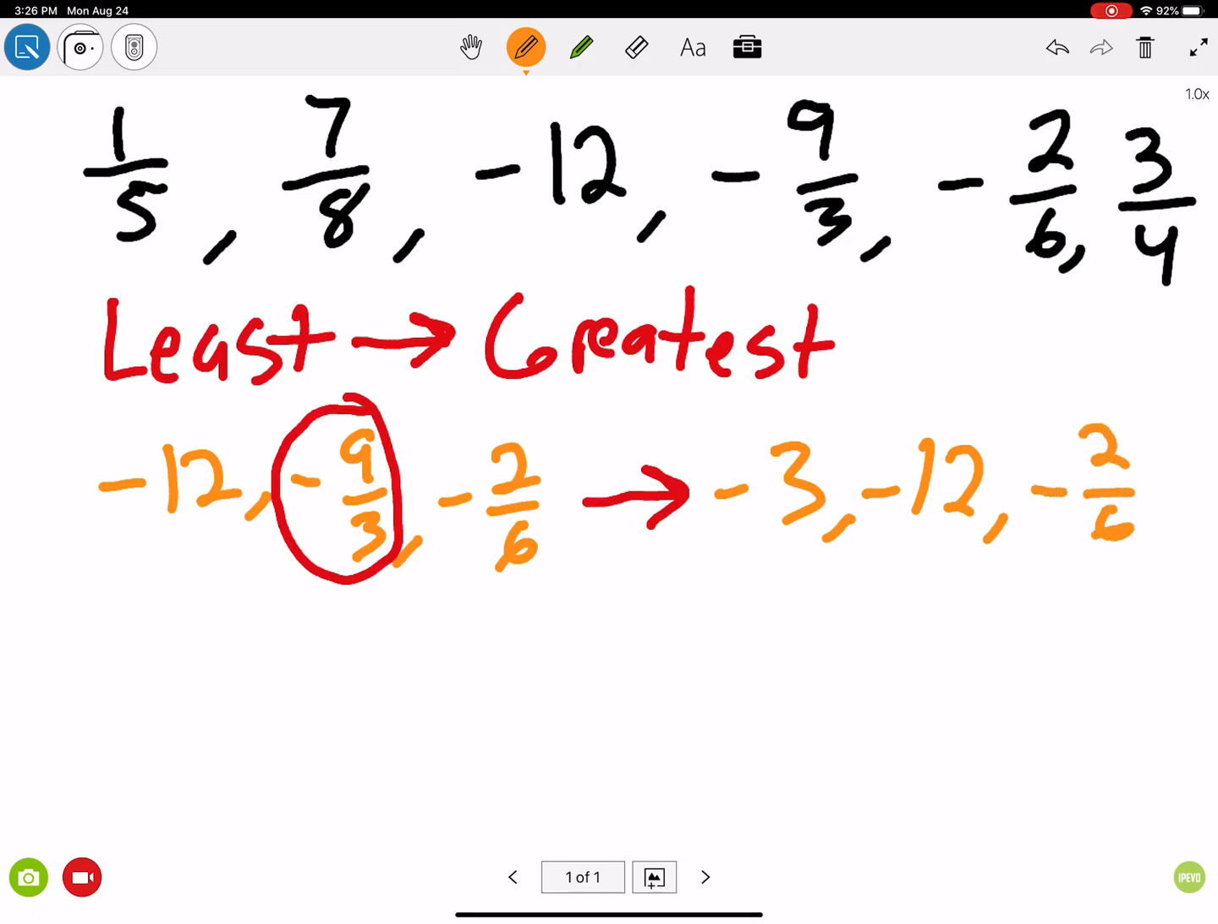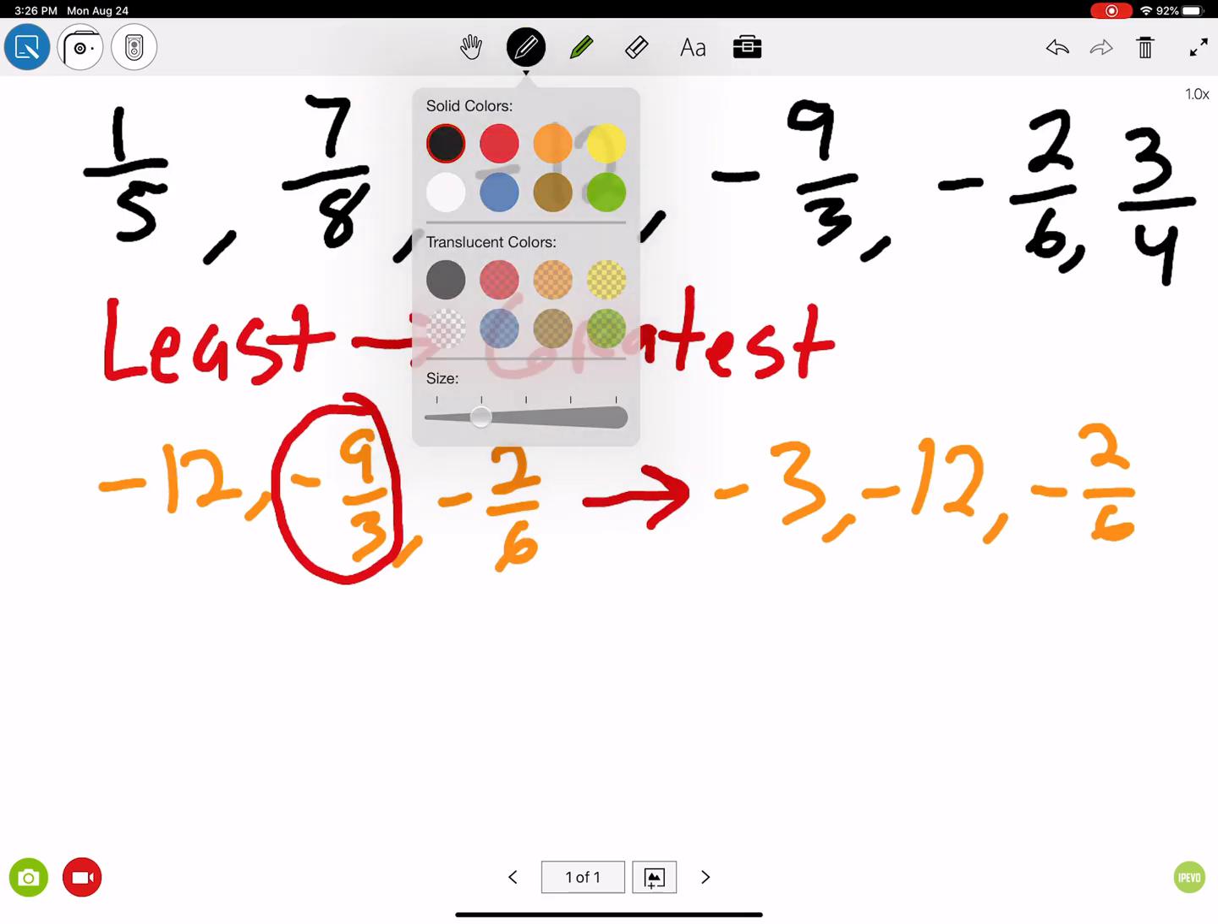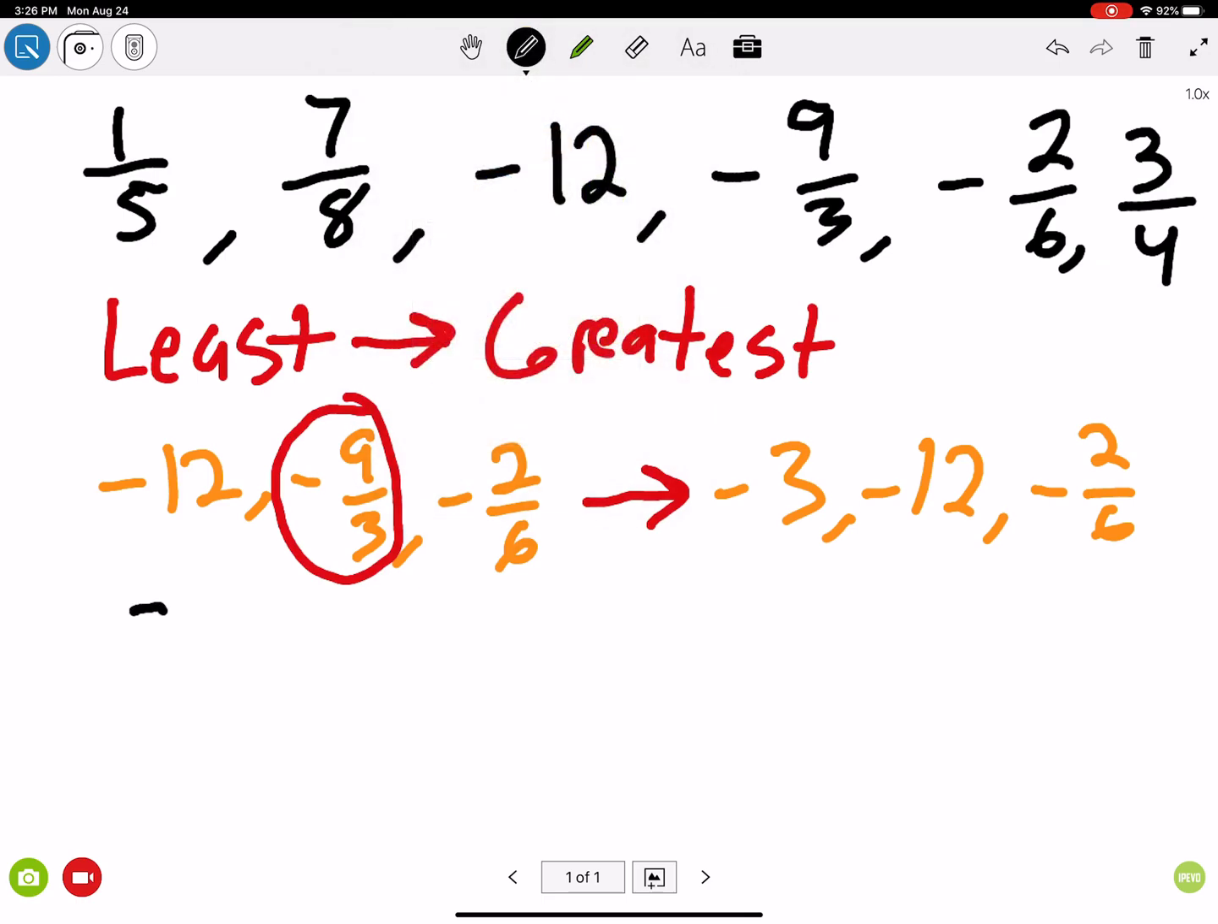Well, which one's the smallest out of all these? Good. -12 is the smallest. And then what's the second smallest? -3, and then -2/6. Because on a number line, -2/6 is going to be much closer to 0 than the other two numbers.